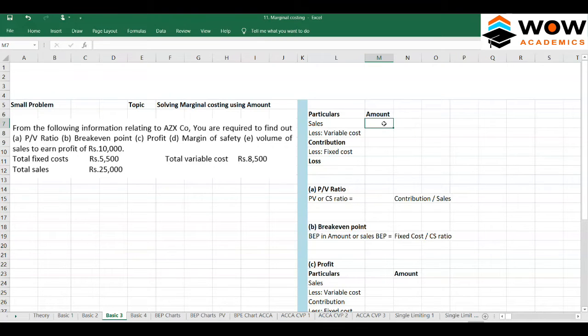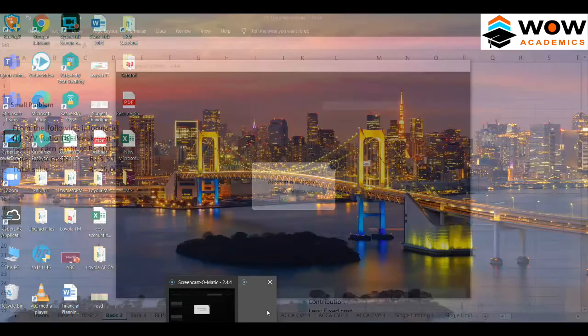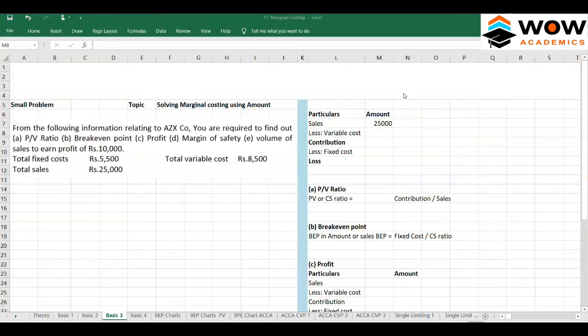So sales is 25,000. Variable cost is 8,500. We'll get the contribution. And fixed cost is 5,500. So our profit is 11,000.